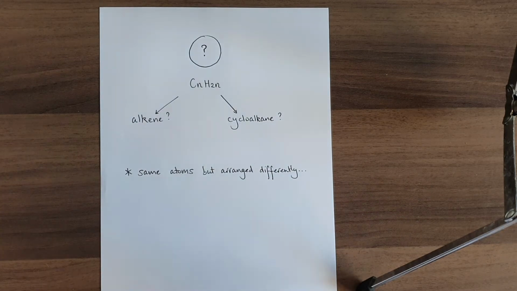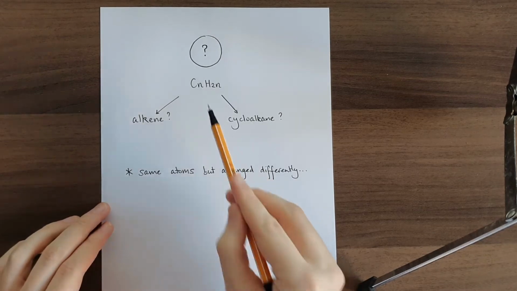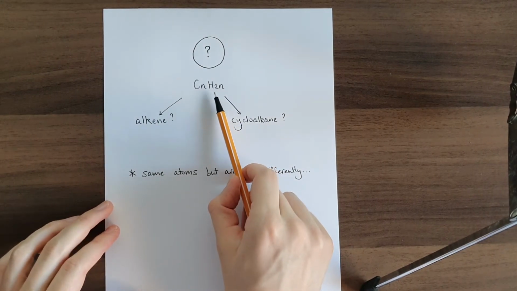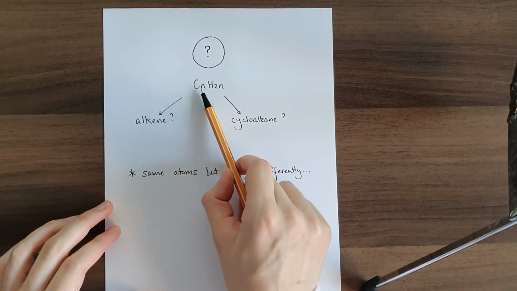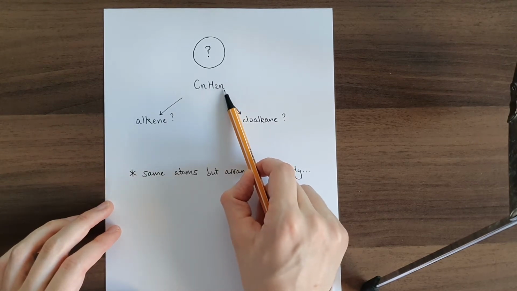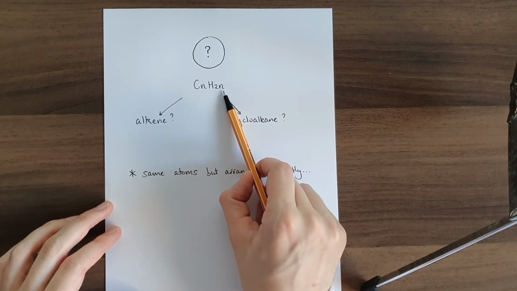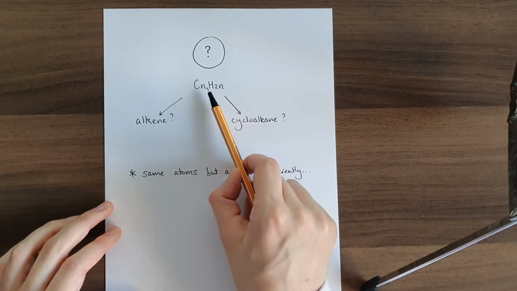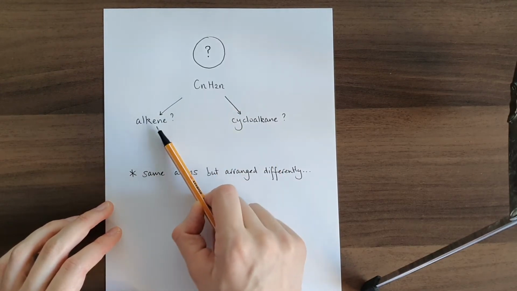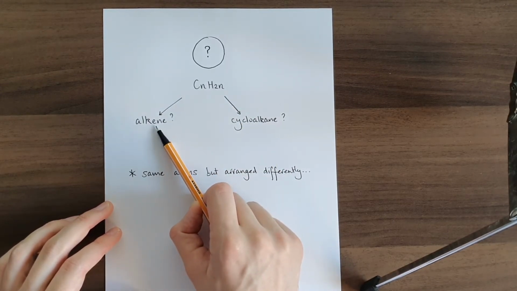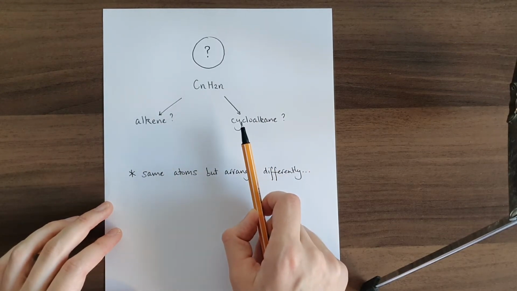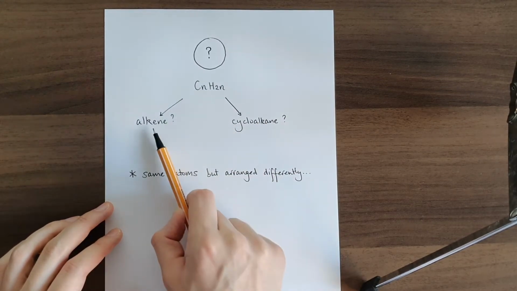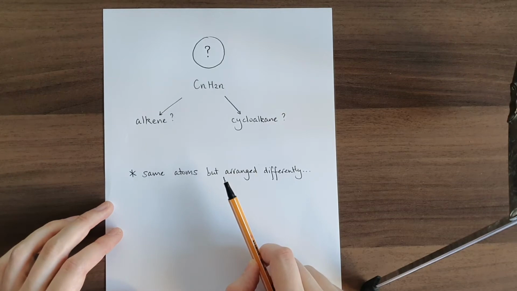So at the end of that video, we were left with a bit of a tricky situation because we decided that the general formula for the homologous series of cycloalkanes was CnH2n. However, in a video before that, we decided that this was also the general formula for the alkenes. So, how are we to tell if this general formula is talking about an alkene or a cycloalkane?